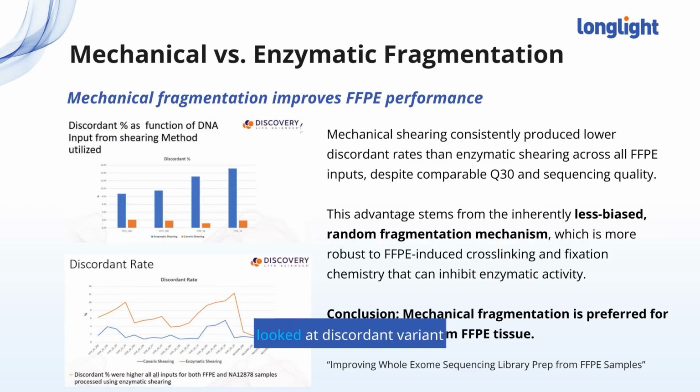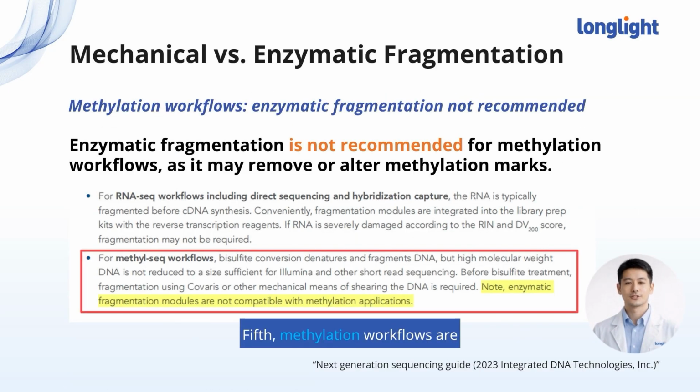The same FFPE study looked at discordant variant calls. Libraries prepared with mechanical fragmentation had much lower discordance across all input levels, even though basic sequencing metrics like Q30 were very similar between groups. In other words, under the same sequencing conditions, the improvement came from cleaner libraries at the fragmentation step. FFPE artifacts disturb enzyme activity and create false variants. Mechanical shearing is largely insensitive to those chemical changes. A simple message for your conversations is, for FFPE on MGI platforms, mechanical fragmentation lowers false positives without sacrificing Q30 or coverage.